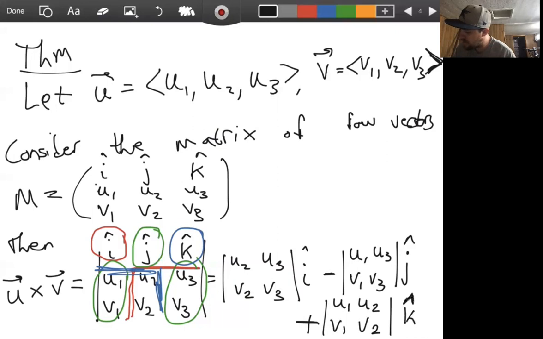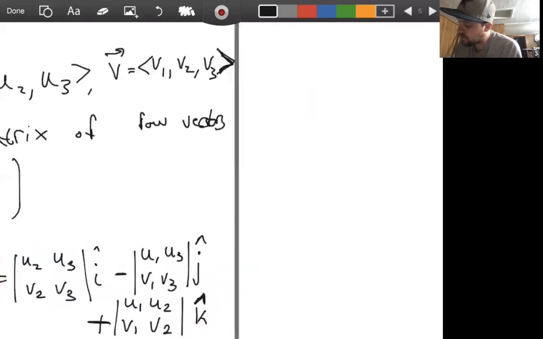And if you expand this one step farther, then you see that this is exactly the formula for the cross product that we had previously in terms of u sub i's and v sub i's. And now we don't have to memorize it. Now we just have to take 3x3 determinants. Because if we take a 3x3 determinant, what are we going to get?